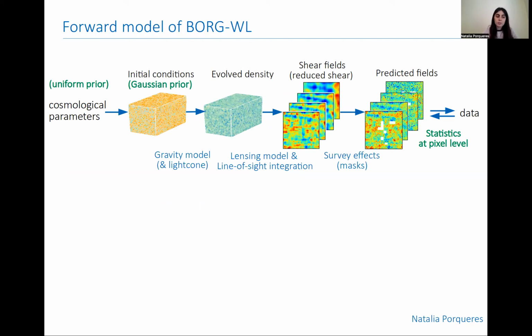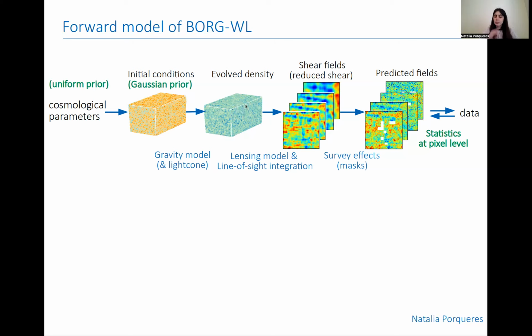So that's what the forward model for Borg looks like. The first thing we do is to sample cosmological parameters from a uniform prior. And then we build a box of initial conditions. We know that the initial conditions in the universe are well described by Gaussian statistics, so here we use a Gaussian prior. And this is connected to the cosmological parameters through the initial matter power spectrum. Then we evolve these initial conditions in time using the gravity model that also accounts for the light cone effects, and that gives us the evolved dark matter distribution.